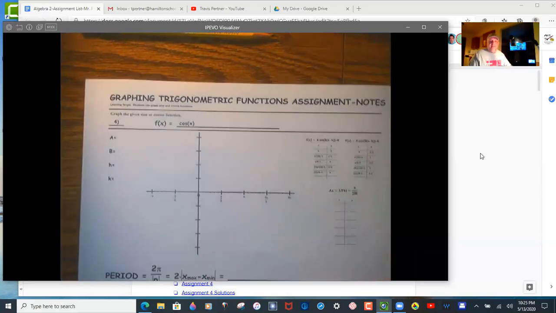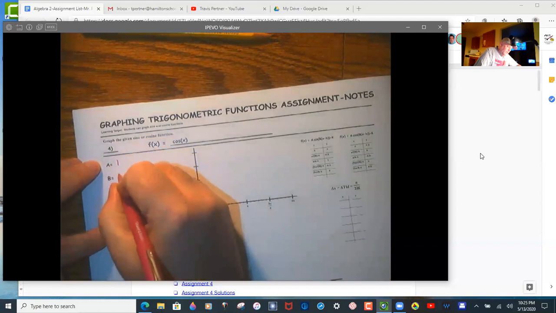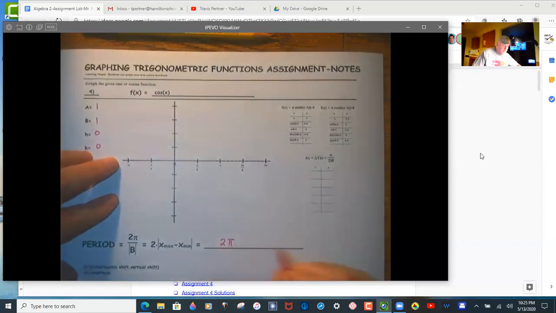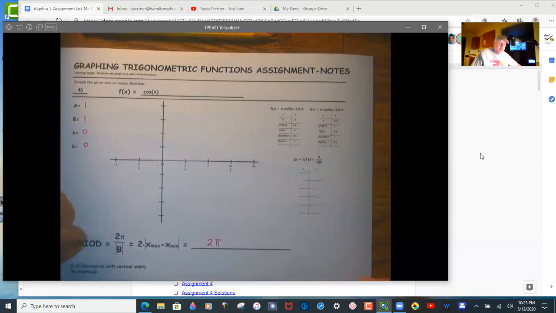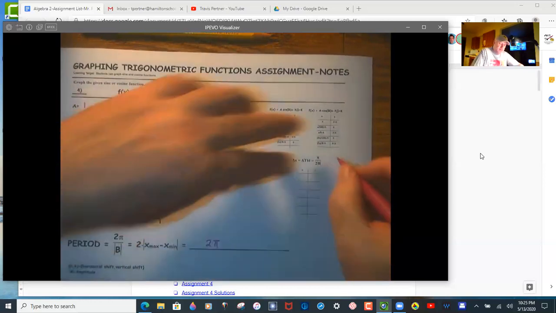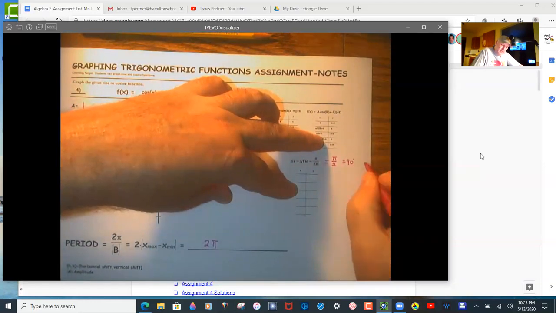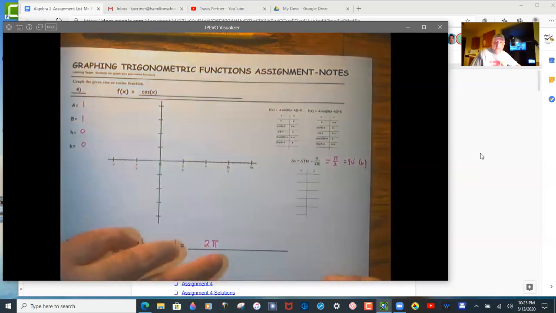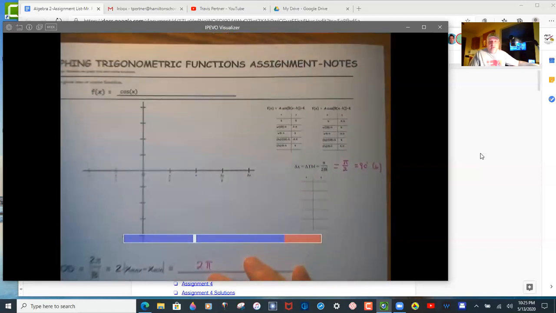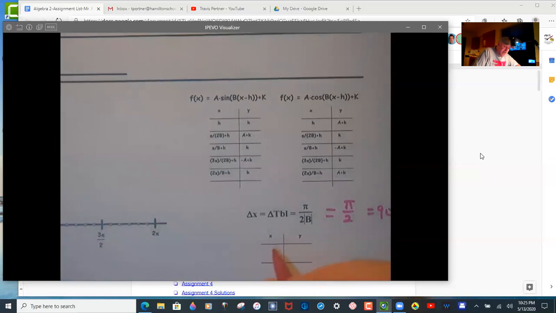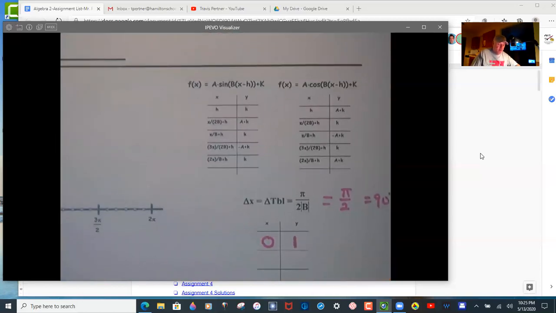Now we're into cosine. It's the same thing. So we have 1, 1, 0, 0, 2 pi over 1, which is 2 pi. The difference is the starting point. So this is going to be pi over 2, which is 90 degrees, which is 6 scale marks. You see a lot of this is similar. It's just now your starting point is a plus k. So we start at 0, 1. That's the only difference here.